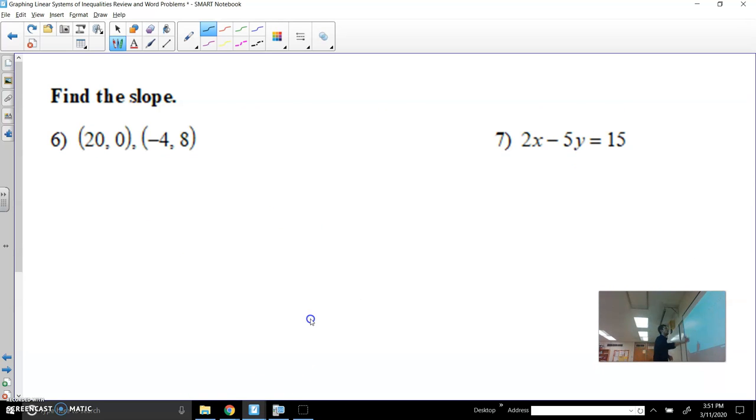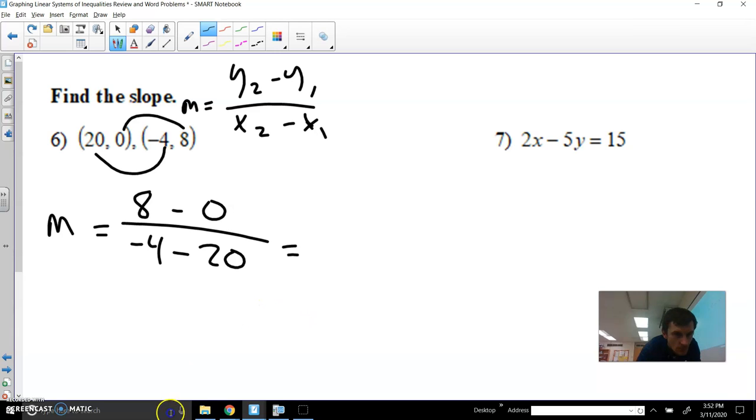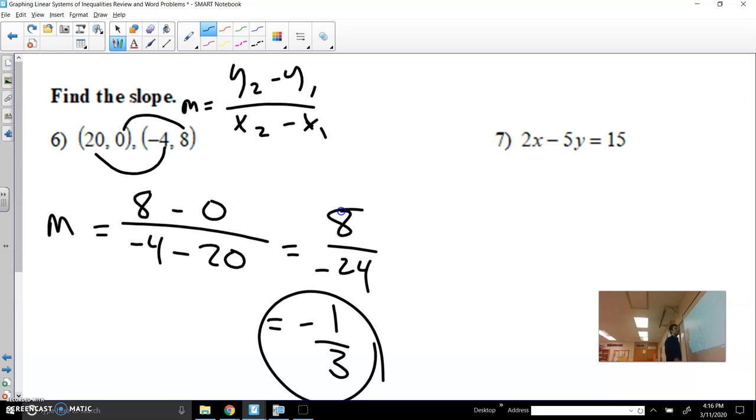Finding slope. We have y2 minus y1 over x2 minus x1. So this is going to be my formula for the rate of change, and that's m equals. So I want to plug it into the formula. I have 8 minus 0, and then I have negative 4 minus 20. Jumping back in, 8 minus 0, 8. Negative 4 minus 20, negative 24. So that ends up giving us negative 1/3 for the slope.